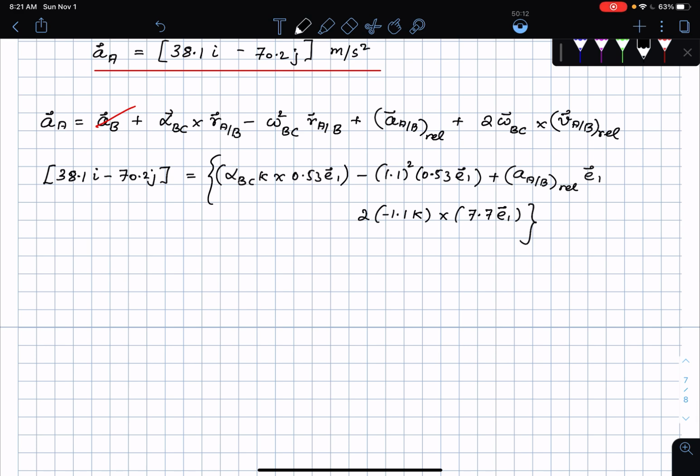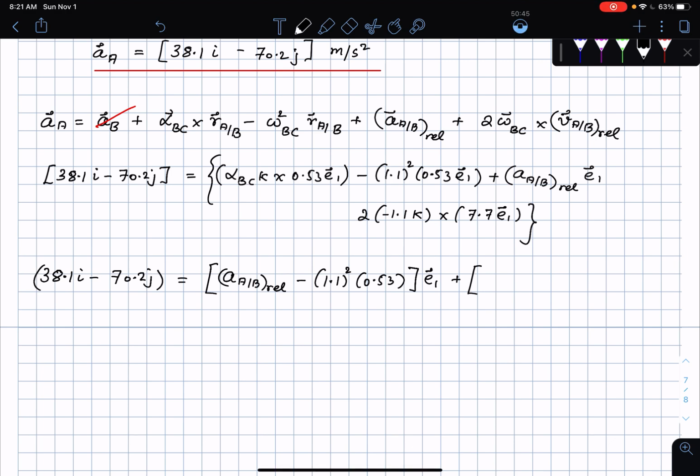Then start doing the substitutions. Okay, so let's bring it to a nice form. So this is 38.1 i, minus 70.2 j. Okay, this is equal to the following. Collect all the E1, E2 terms. Now I have a slash b relative E1 and 0.53 in the E1 direction. So collect all those terms. So this is going to be a slash b relative minus 1.1 square times 0.53. This is all in the E1 direction.